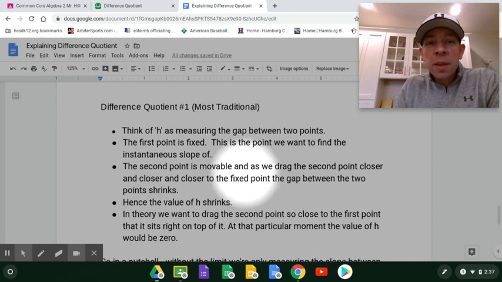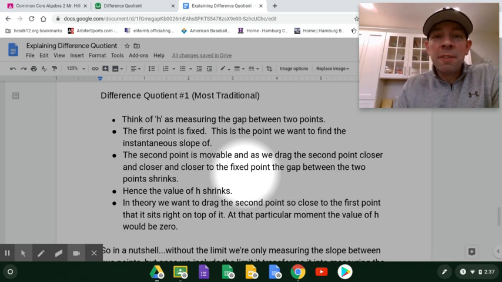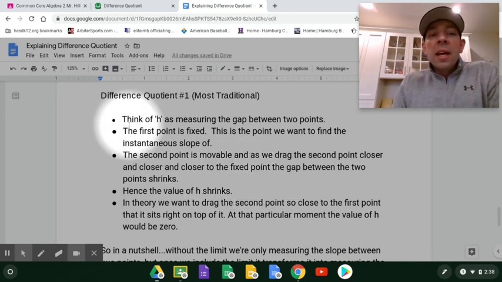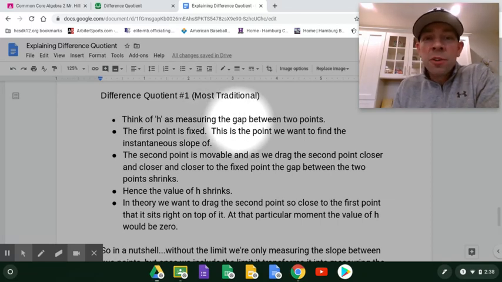Okay, so that most traditional one that we mentioned earlier that had the f of x sub 1 plus h minus f of x sub 1, etc. I want you to think of that h as measuring the gap between the 2 points. And we'll go back to our Desmos screen and try to articulate all of this. But h measures the gap between the 2 points.